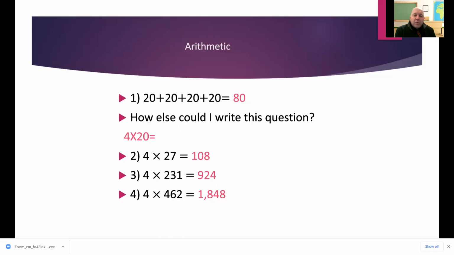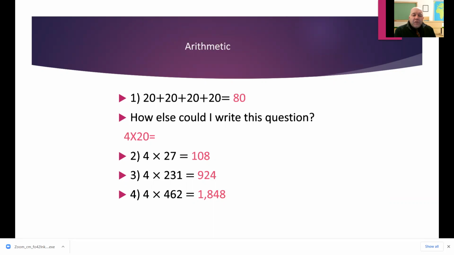Question 3, 4 times 231. Well, again, we start with the ones, so 4 lots of 1 is 4. 4 lots of 3 tens is 12 tens, so the 2 goes into the answer, and 1 is carried across into the hundreds column. And 4 lots of 200 is 800 plus the 100 that we've carried across, so 924.